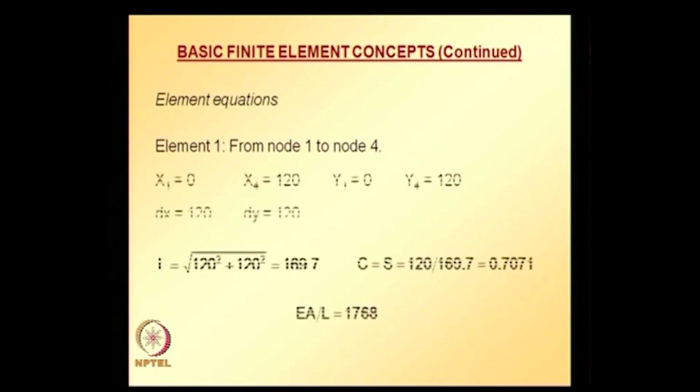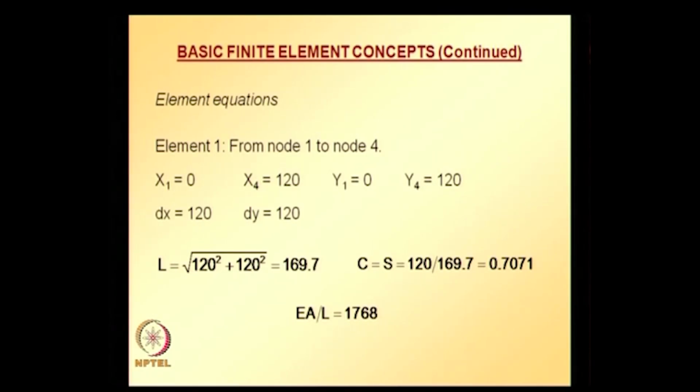Element equations. We need to start with element 1. For element 1, local node 1 is the same as global node 1, and local node 2 is the same as global node 4. So element 1 goes from node 1 to node 4. Looking at the problem, we need to find the coordinates of node 1, x1 and y1, and of node 4, x4 and y4.